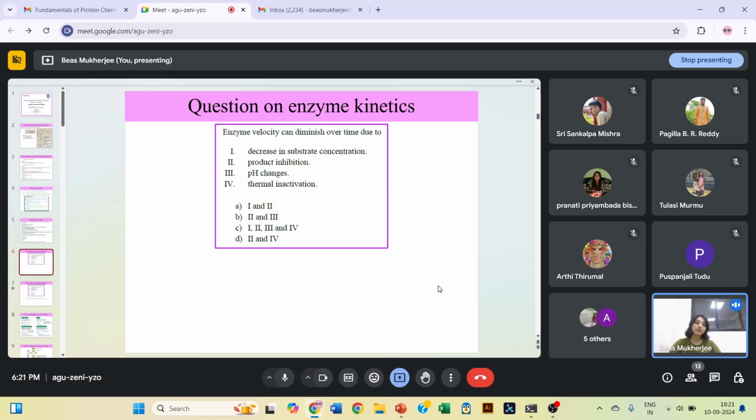This is a question on enzyme kinetics and they are asking: enzyme velocity can diminish over time due to. So these are the different possibilities. Which one do you think would be correct? You can answer in the chat box and then we'll discuss. The different options are decrease in the substrate concentration, product inhibition, pH changes, and thermal inactivation. Which of these different factors do you think can contribute towards decrease in the enzyme velocity over time? You can answer in the chat box.